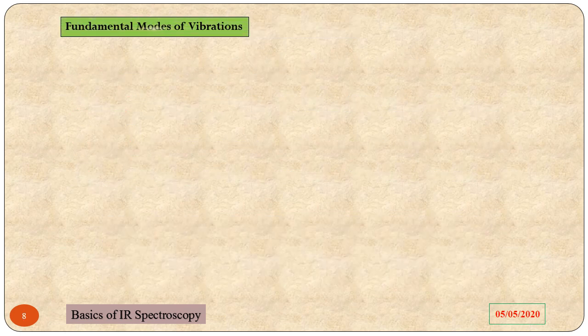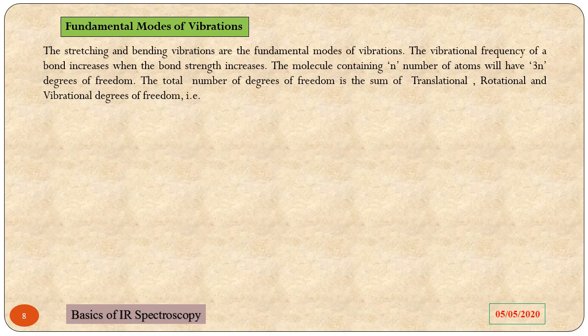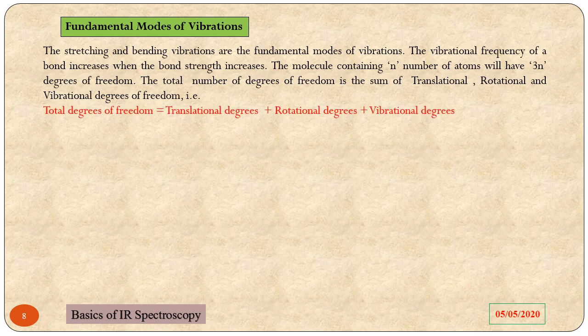Now we will move towards the fundamental modes of vibrations. Now what are these? The stretching and bending vibrations are the fundamental modes of vibrations. The vibrational frequency of the bond increases with the bond strength. The molecule which contains n number of atoms will have 3n degrees of freedom. The total number of degrees of freedom is the sum of translational, rotational, and vibrational degrees of freedom.